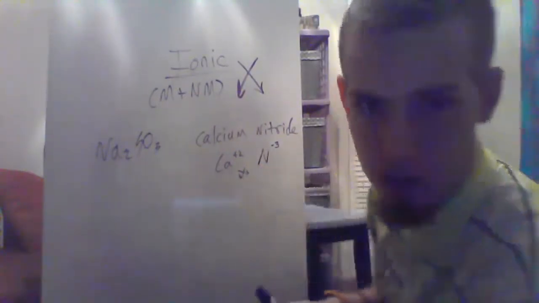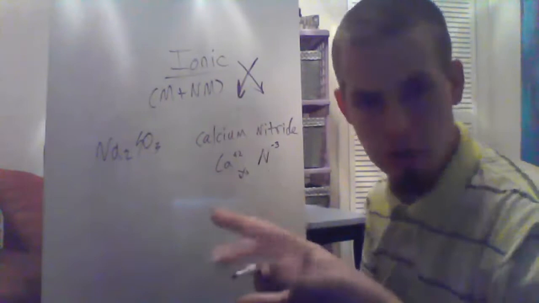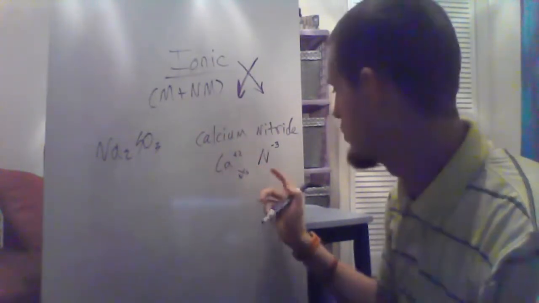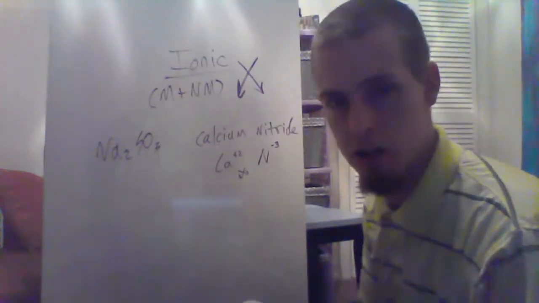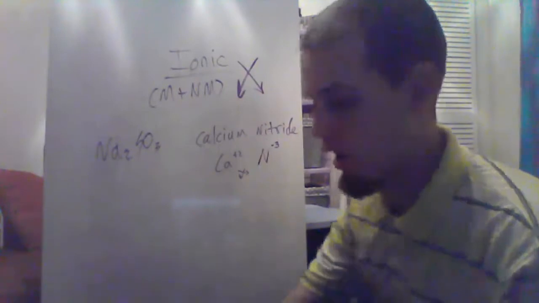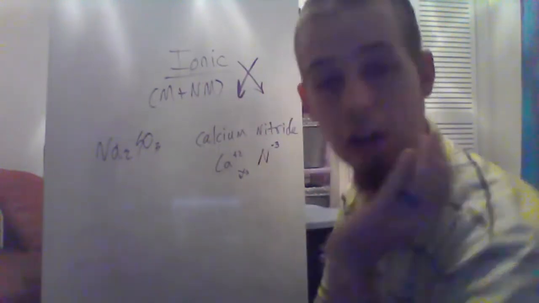Type it in. What's the answer? And don't worry about doing subscripts. Just type it in. If you crisscross Ca +2 with N -3, what's that going to be? Type that in. And I'll get some juice.